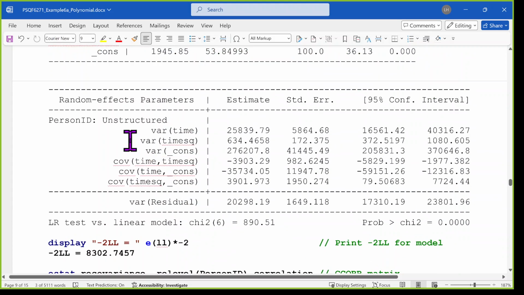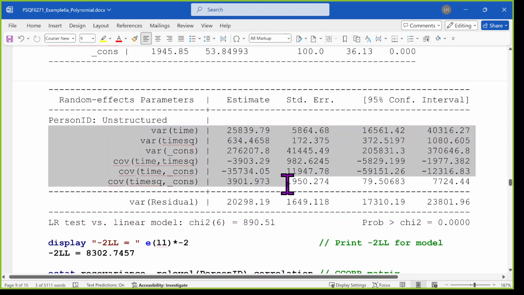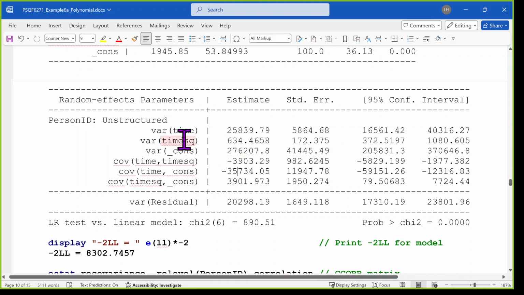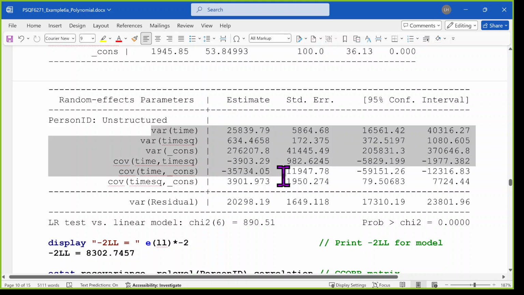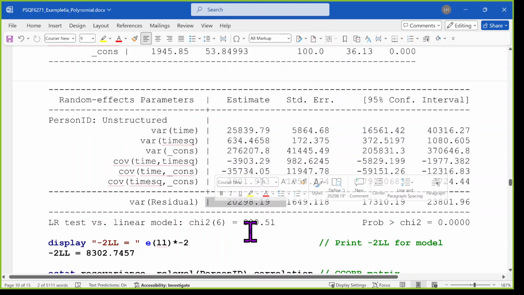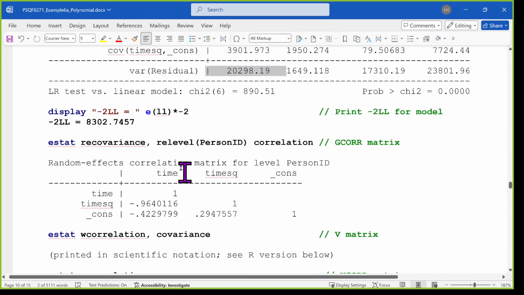Then we get down here into our random effects parameters. So this is the ingredients to your G matrix, the results of that. Note that it puts it in a different order. So time and time squared have their random effect variances first, then the random intercept variance, and then all the covariances. So like in SAS, it goes in the order of the G matrix, and in R, it's different yet still. And then residual variance down here, as usual.